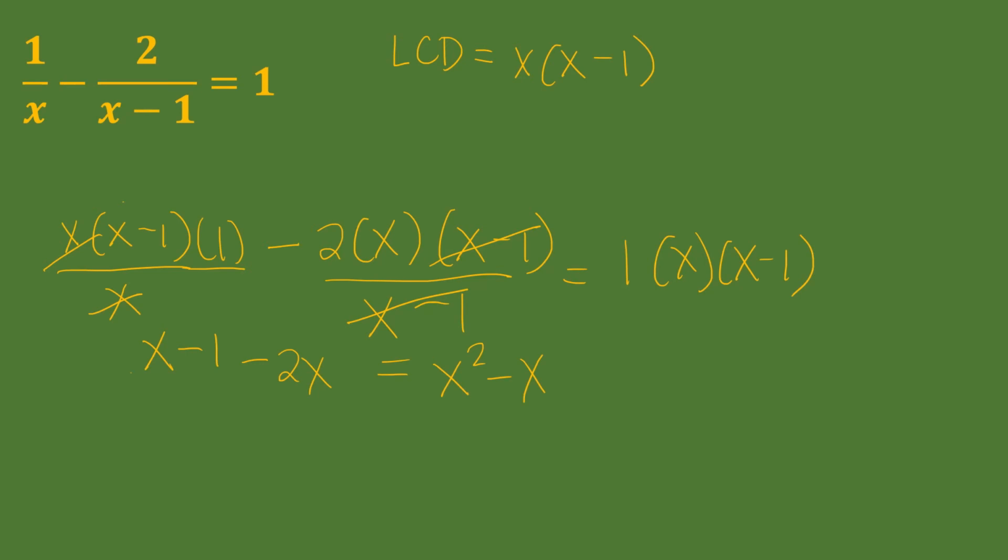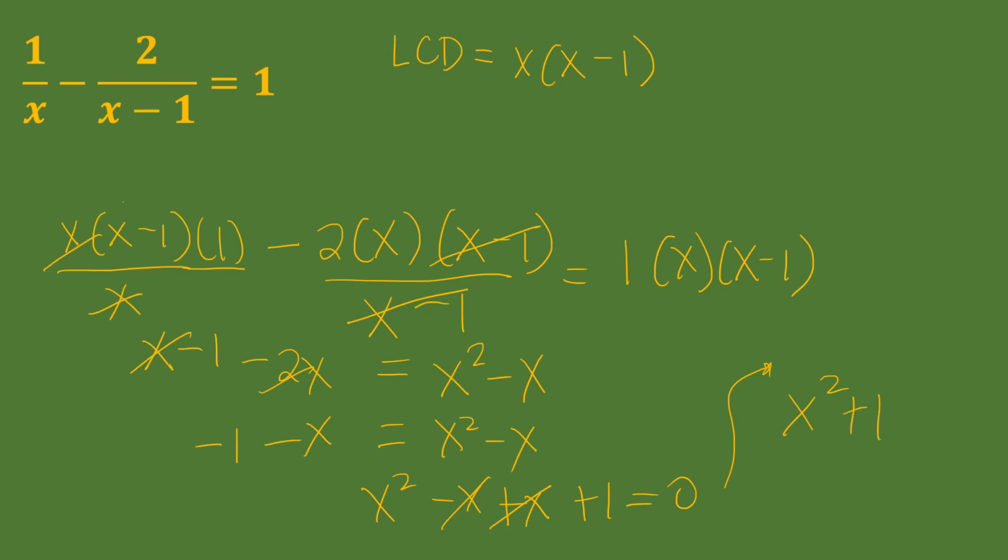Combining similar terms, so this will be negative x, of course, negative 1 equals x squared minus x. So we will have here now x squared minus x plus x plus 1 equals 0. Okay, so we cancel this, of course. So what we have here right now is simply x squared plus 1 equals 0. So this time, what's the value of x? Of course, x squared now is equal to negative 1. Of course, x now would be the square root of negative 1.